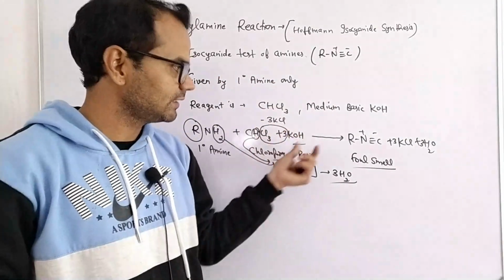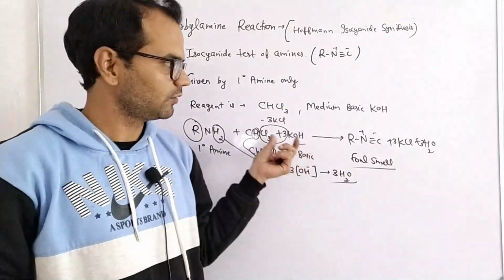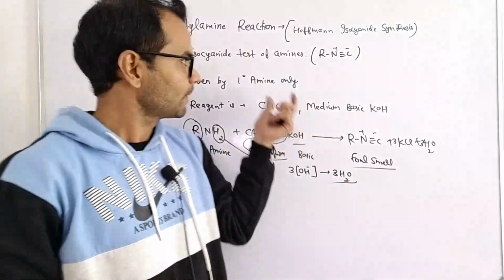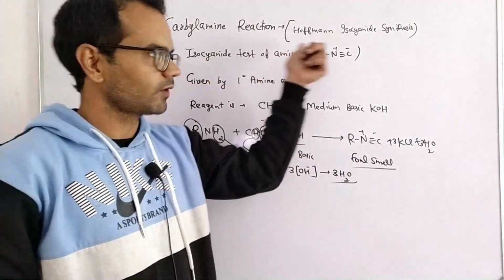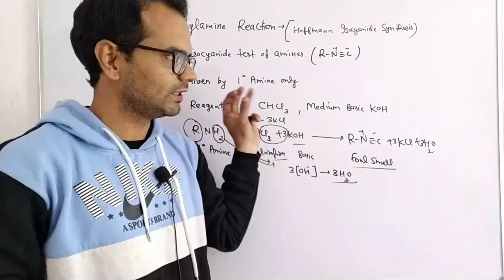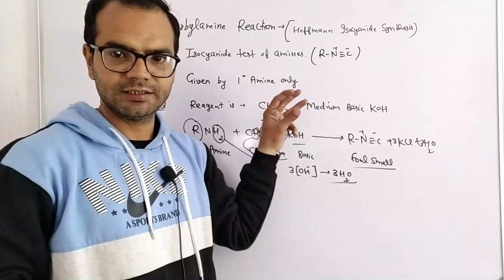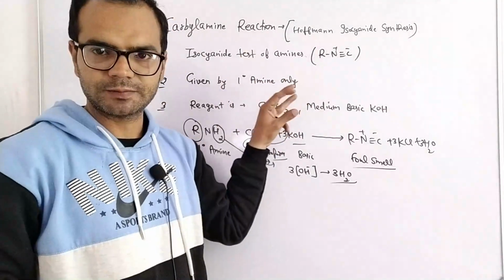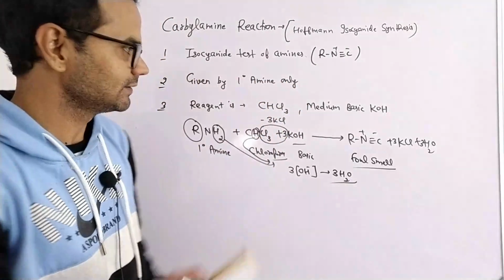Then we understood it on the basis of chemical bonding, but what is the actual mechanism of the isocyanide test or Hofmann isocyanide synthesis? Now let's move to the mechanism. The mechanism is quite easy and it will give you a clear idea of how this reaction takes place. So now we have the mechanism of this reaction.